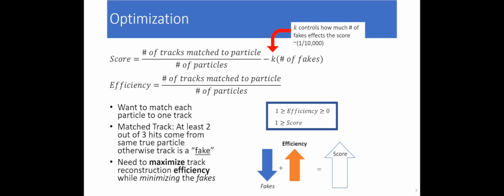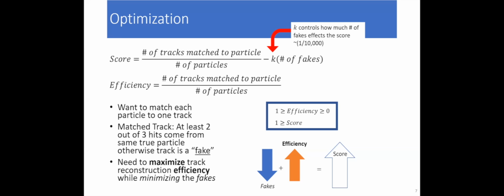But the whole problem with that is you increase the collision region, you increase the amount of fakes, and that will affect something that I've called the score. So I want to minimize the amount of fakes, but increase the efficiency. And this value K controls how much the fakes affect the score. I should say a fake has a definition here. Specifically, a matched track is at least 2 out of 3 hits coming from the same true particle. Otherwise, it's considered a fake particle.